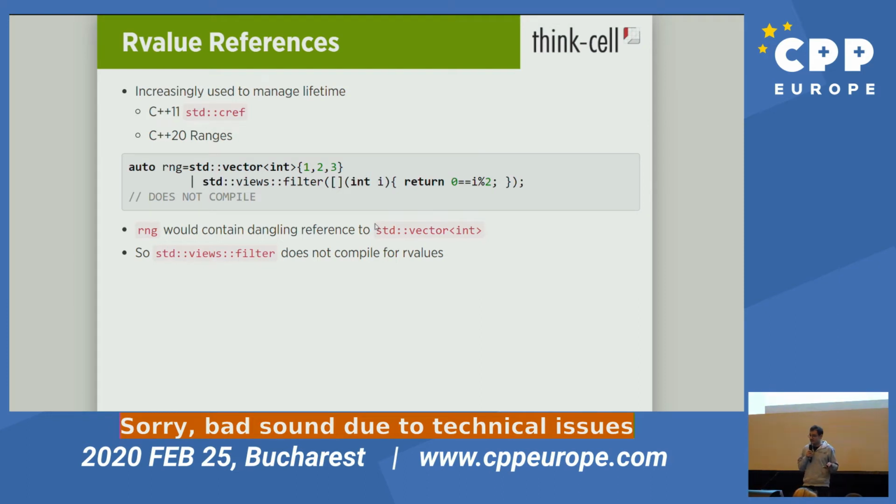And to prevent that, the C++20 standard library will not allow compiling an expression like that if the filtered range, the vector, is actually an R value. So it is actually suddenly now important whether something is an R value or an L value. And before we talk about these implications that this lifetime information has, let's talk first about how we use R value references for moving.